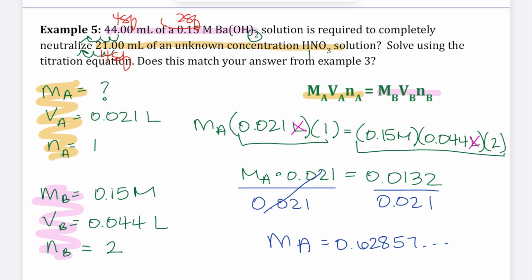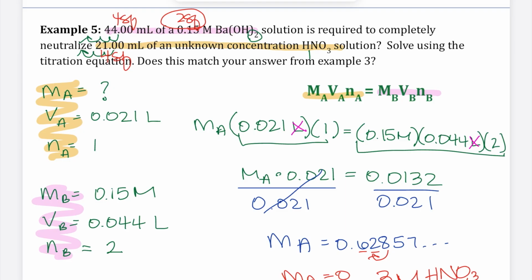And so the least of those is 2 sig figs, so we're going to keep the 6. And then that is going to round, so the molarity of our acid is 0.6. The 8 is going to round that 2 up to a 3, so 0.63 molar, and that is the concentration of our HNO3 with that.